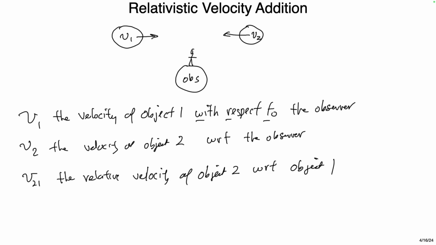Notice I'm not writing down what object 1 sees the observer doing, because we already know that. If the observer sees object 1 moving at half the speed of light, what will object 1 see the observer moving at? Half the speed of light, right? They're all relative velocities, with respect to, relative to, okay? So we are trying to figure out, though, how the 2 objects are moving, how they would see it.